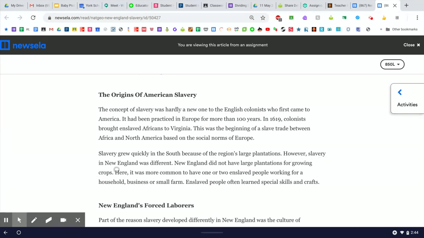However, slavery in New England was different. New England did not have large plantations for growing crops. Here, it was more common to have 1 or 2 enslaved people working for a household, a business, or a small farm. Enslaved people often learned special skills and crafts.